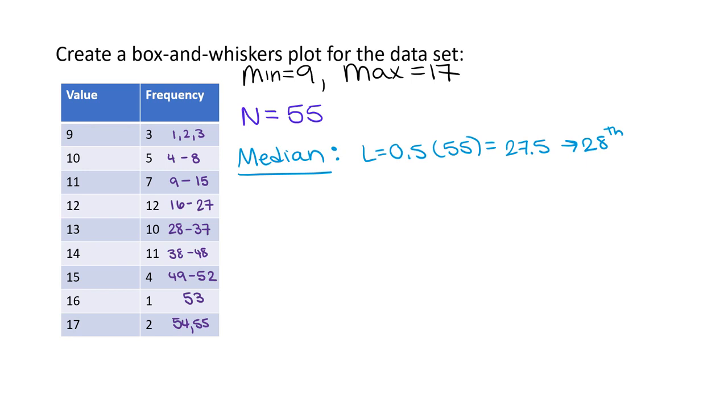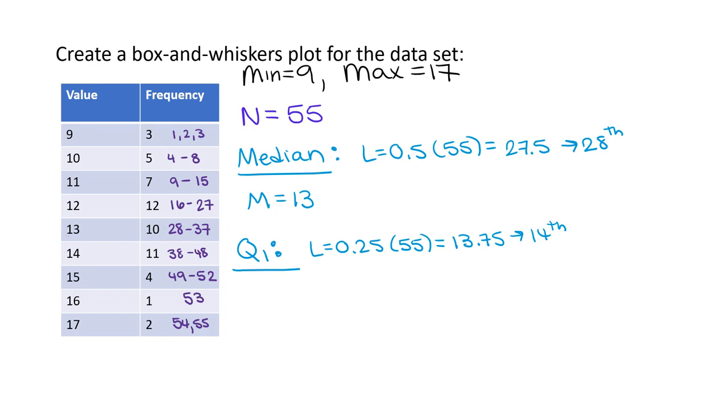Okay, so back to what we're doing. We're trying to find the median. Our locator is 28. The 28th value is in this row I've circled in pink. It has a value of 13. So my median is 13. Okay, middle value is 13.